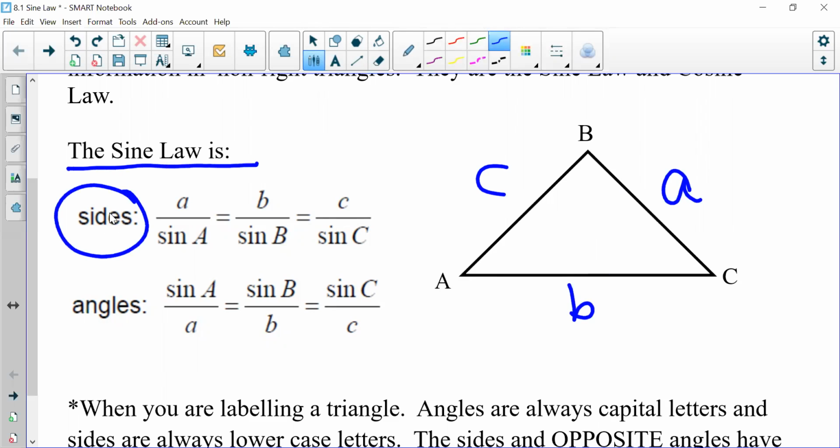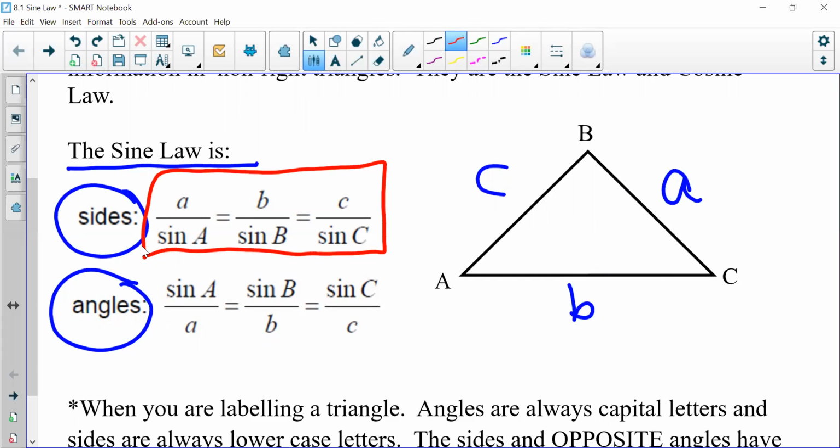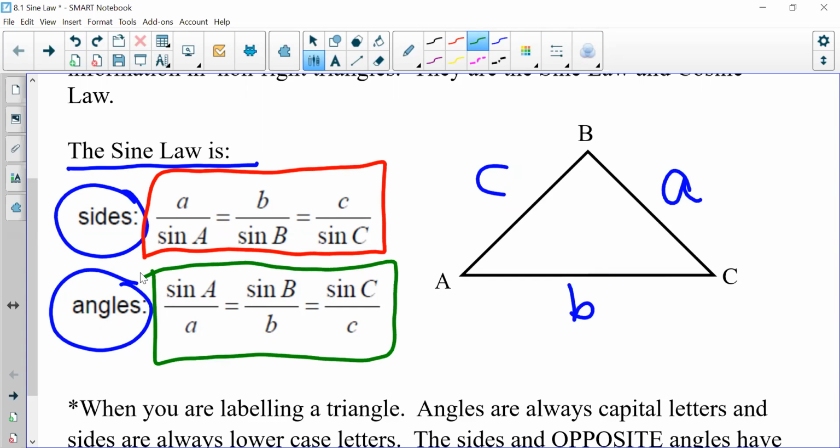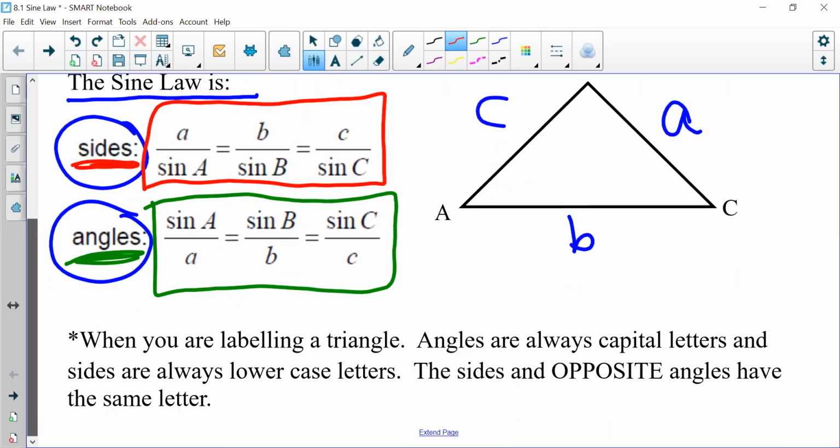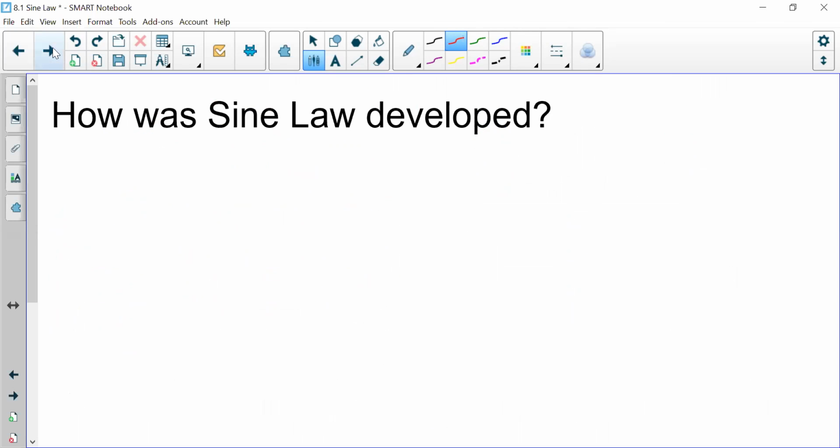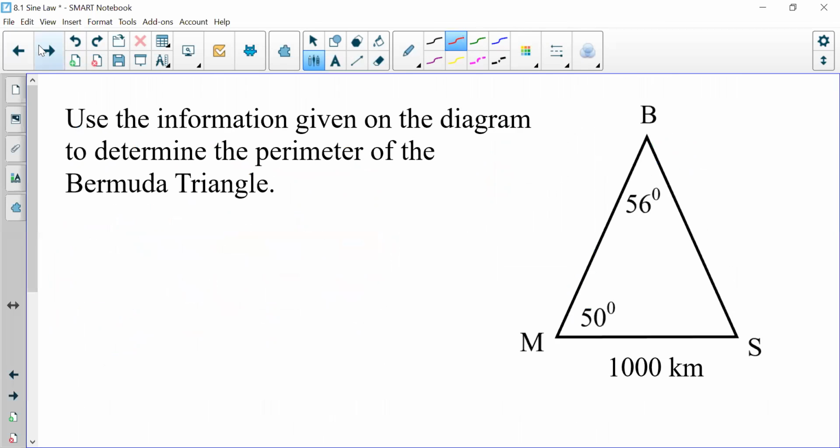Sine law, it looks like there's two formulas. These are the exact same formulas; you can see they're flipped upside down. This is to make your life easier. If you're solving for a side, you want your side variables to be on the top. If you're solving for an angle, you flip it upside down so that your angle variable is on the top. So please just read the word problem carefully and pick the right formula. It makes it so much easier. And we just did this note here. When you're labeling a triangle, angles are capital letters, sides are lowercase letters, and the angles and opposite sides have the same letter. So let me show you how to use sine law.